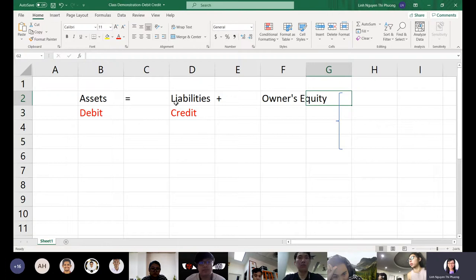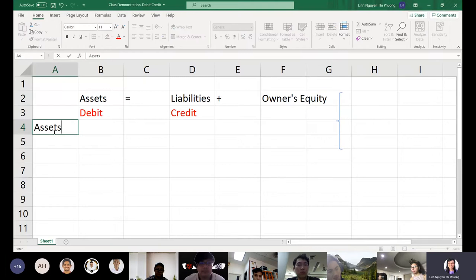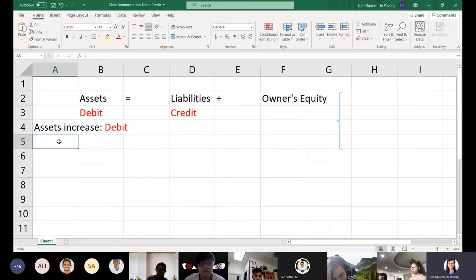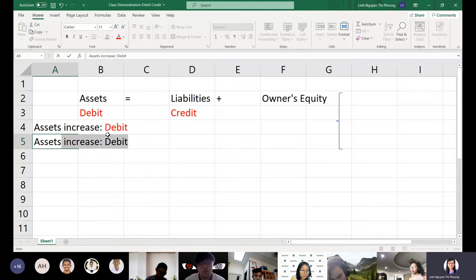So we say that when assets increase, what we're going to do, we're going to debit, all right? When assets increase, we're going to debit. Why? Because assets is on the left side of the accounting equation. So anytime assets increase, we're going to debit. Now when assets decrease, what is the opposite of debit? It is credit. So when assets decrease, we're going to credit.